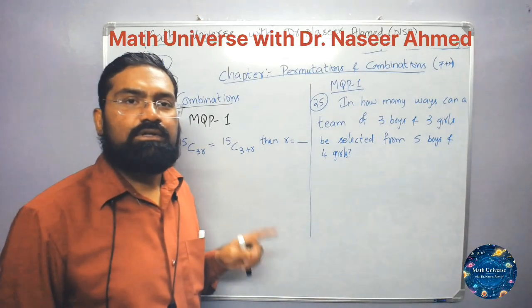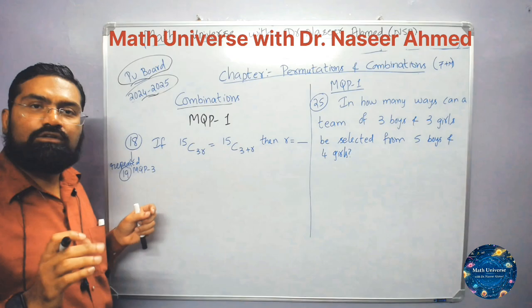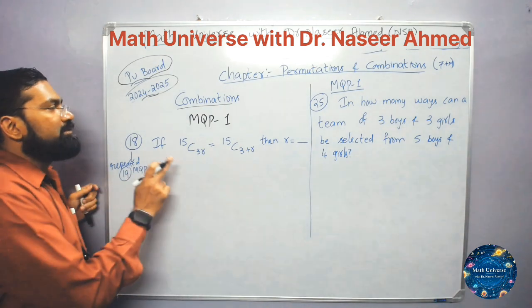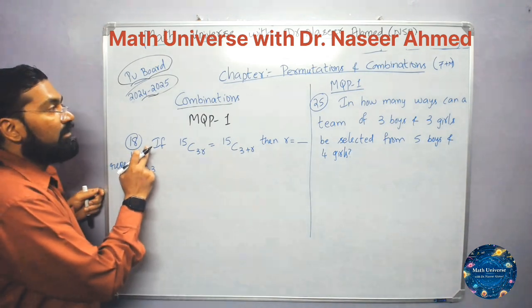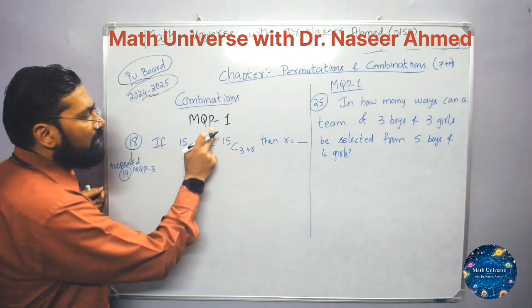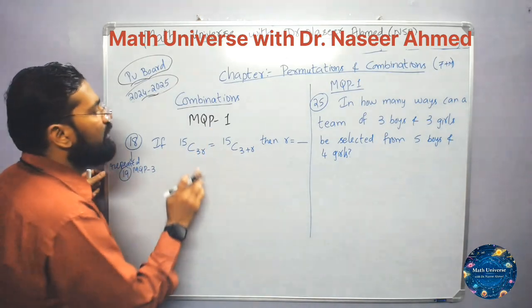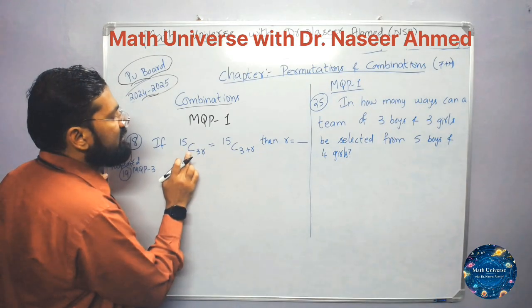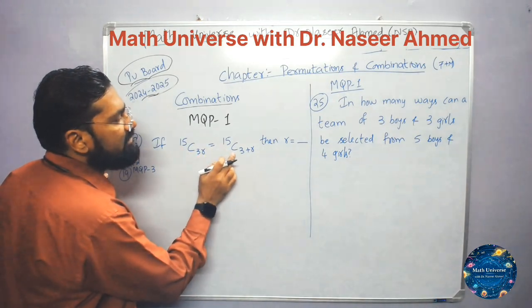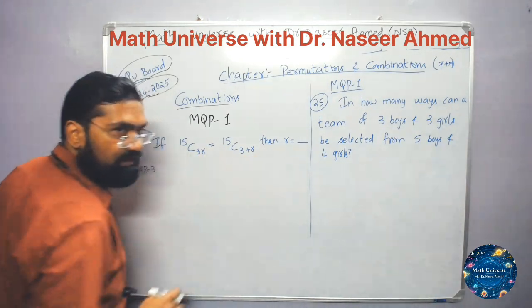Dear students, let us move on to the model question paper problem. This problem has come in model question paper number 1 and 3, and I have given the question numberings. Okay, fill in the blanks question. They are saying that if 15C3R is equal to 15C(3 plus R), then find the value of R.